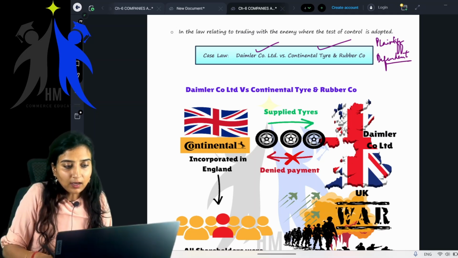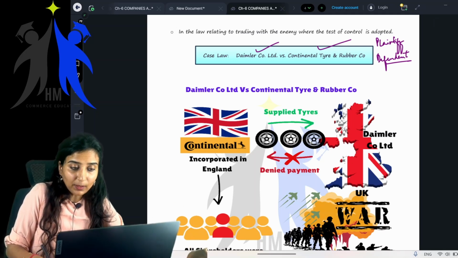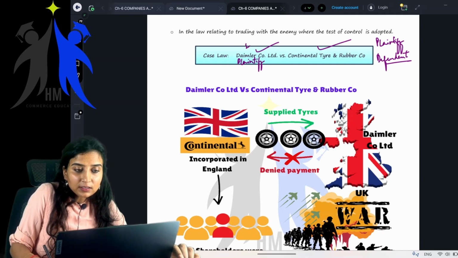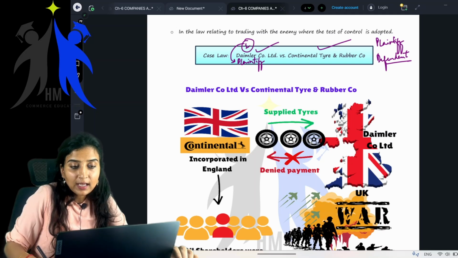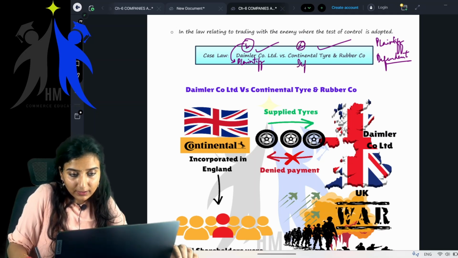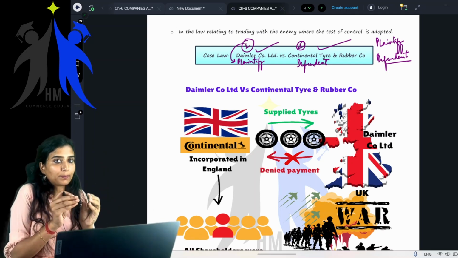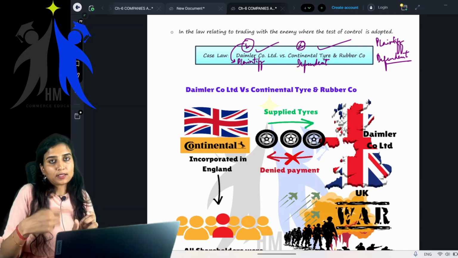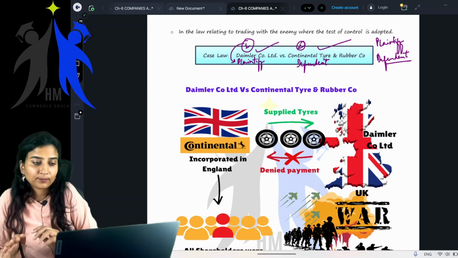Getting it? See here, if we are talking Daimler Company Limited versus Continental Tire and Rubber Company, the first person will always be the plaintiff. In the case law, the first party will always be the plaintiff. That is the one who has approached the court. And the second party is always the defendant. This is the usual rule. The defendant is the one against whom that plaintiff has filed a case.